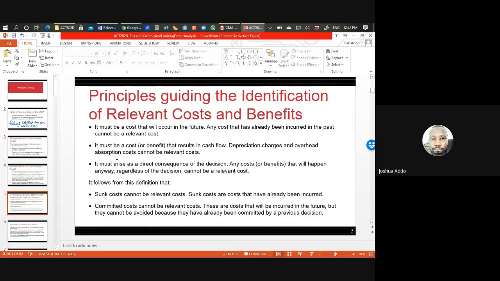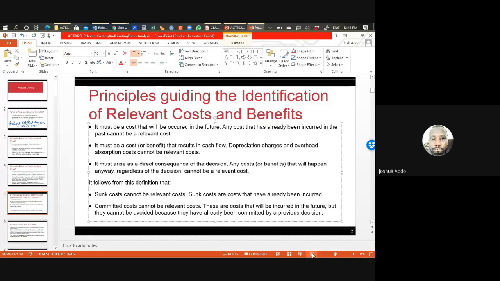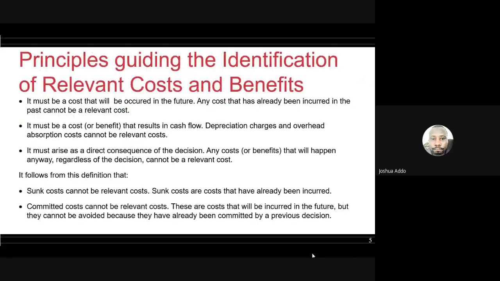Principles guiding identification of relevant costs and benefits. Relevant costs or benefits must be costs that will be incurred in the future. Which means that any cost that has already been incurred outside of the decision, they are costs that we have incurred already. They were not incurred because of the decision that we are about to take. Any such cost is not relevant to the decision. Past costs are sunk costs. That's how the economists call it. And they are not relevant costs.